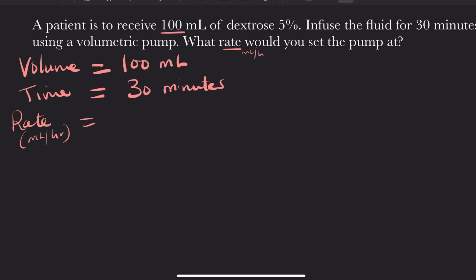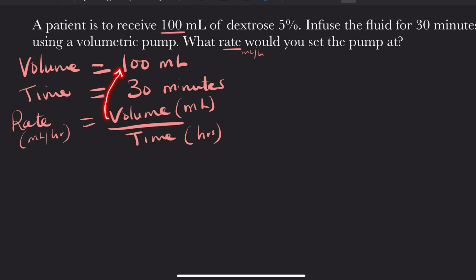which is equal to volume over time. That's the formula that we normally use. The time needs to be in hours. It's always in hours, and volume will always be in milliliters when you're doing these calculations. So now at this point, we know that the volume is 100 mils, and the time that we got here is 30 minutes. But remember, we can't use minutes because here we need to use hours.